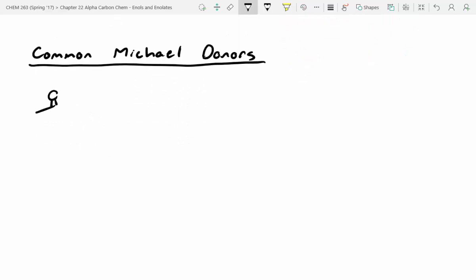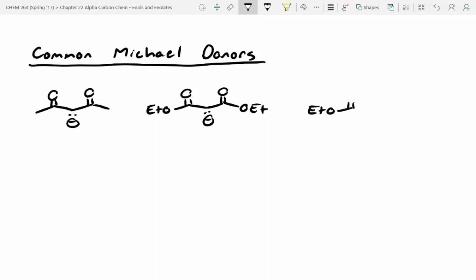So you could have an enolate that's resonance stabilized. So something like this could be a good Michael donor. You could do the same thing with esters, where again that's doubly resonance stabilized. Or you can do a combo one. Half ester, half ketone. Or you can have this one. Why is that so special?